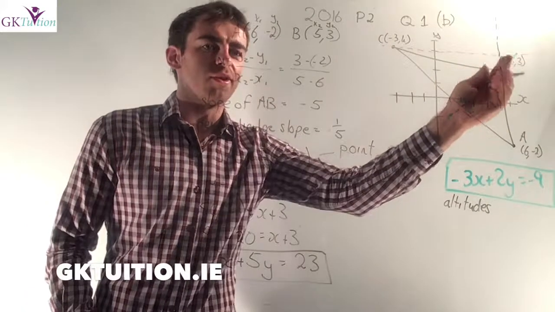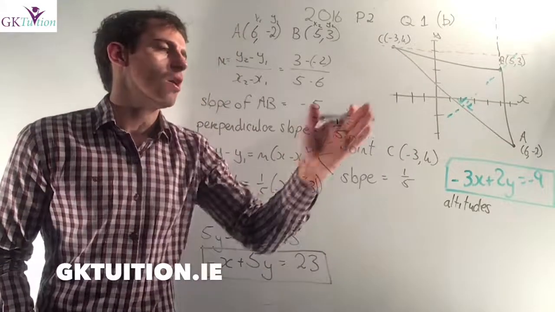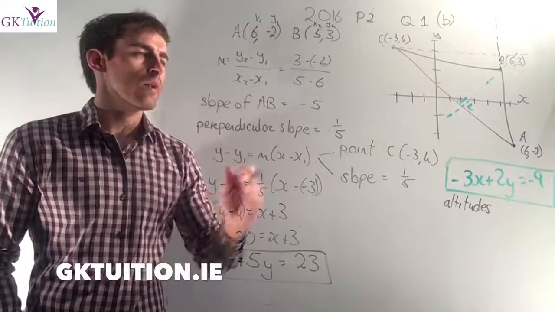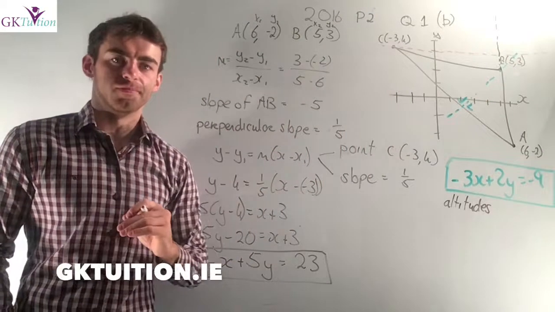So it's somewhere out here. Now this is just a rough sketch, but it's roughly out here somewhere. So that's where it would be perpendicular. I'm finding the equation of that line.